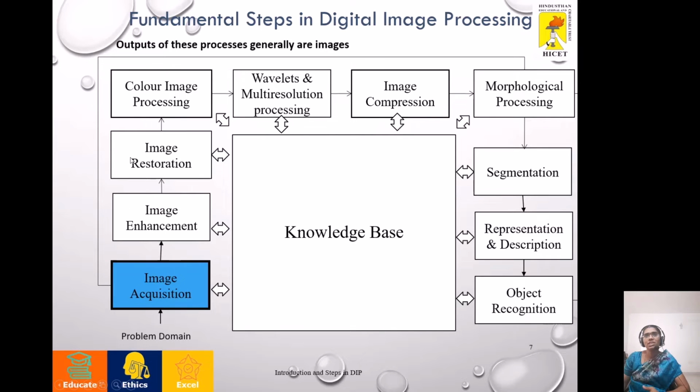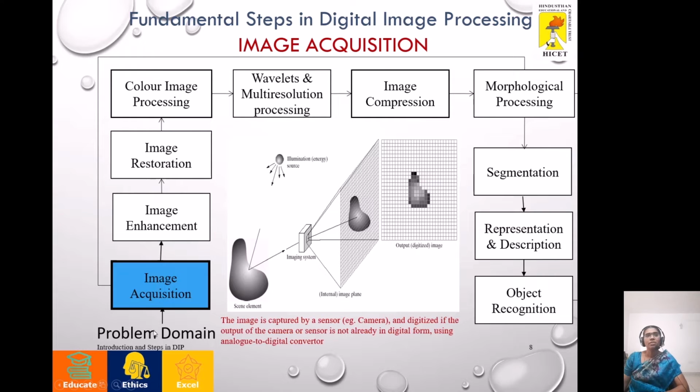From image acquisition to morphological processing, the input is an image and the output will also be an image. Whereas from segmentation to object recognition, the output will be image attributes. So, the first step is image acquisition. From the problem domain, the image is acquired by means of the camera, which consists of an array of sensors. When light illuminates the sensor, it will be sampled and quantized so as to get the digitized image.